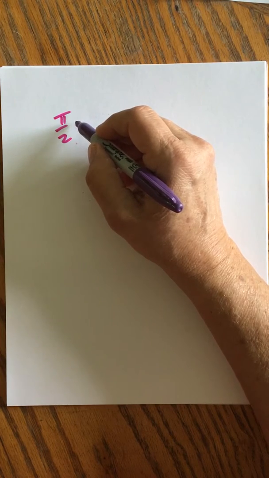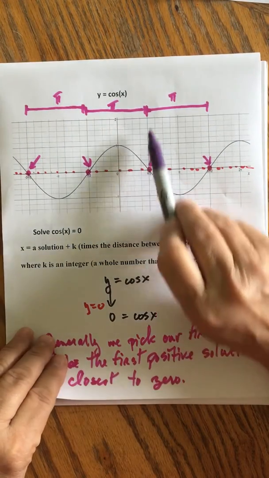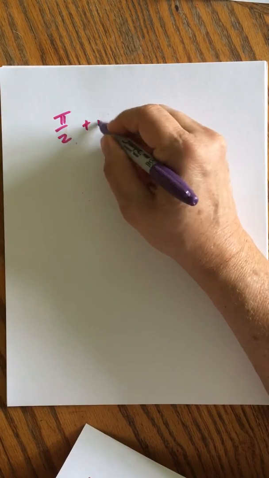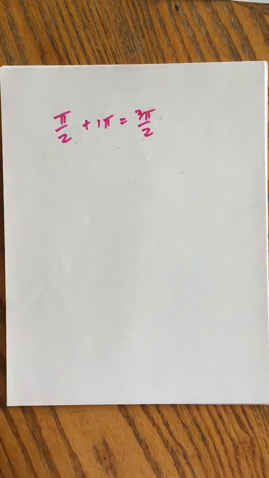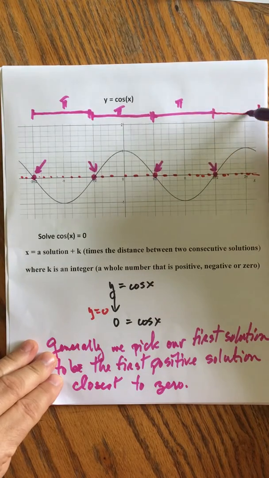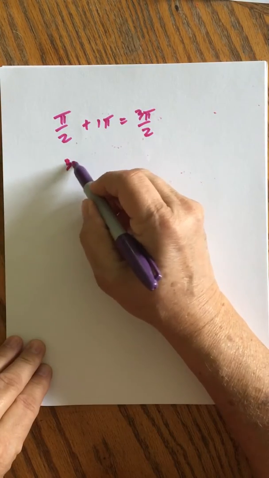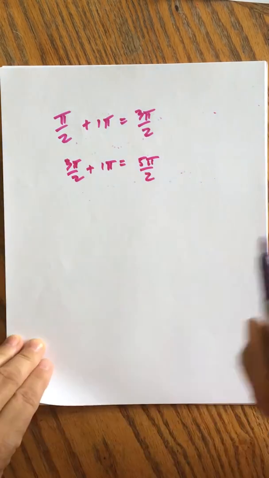and what happens is to get to the next solution, what do I need to add? Or what's the distance? If I start at pi over 2, the distance to the next solution is pi. So if I add 1 pi, I will get what? 3 pi over 2. Well, once I'm at 3 pi over 2, I'll tell you right now, the next solution is going to be at 5 pi over 2. Right. So if I take 3 pi over 2 and add another pi, I'll get to 5 pi over 2. And so on and so forth.